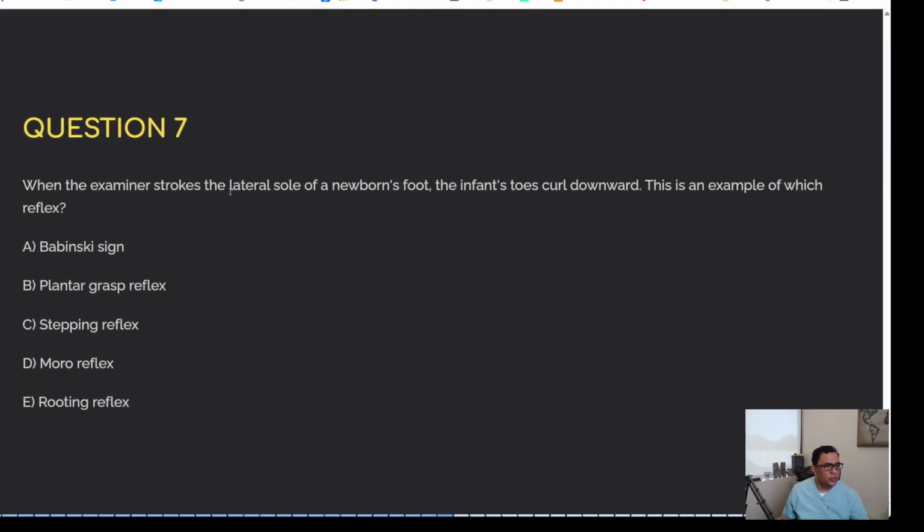When an examiner strokes the lateral sole of the newborn, the infant's toes curl inward. That is the plantar reflex. Anytime you hear foot, think about plantar.